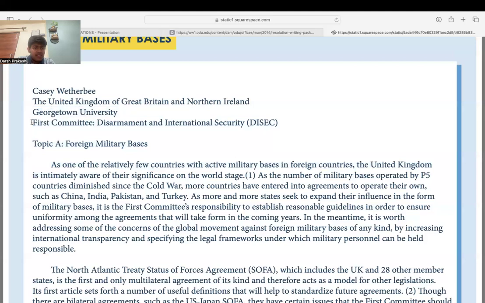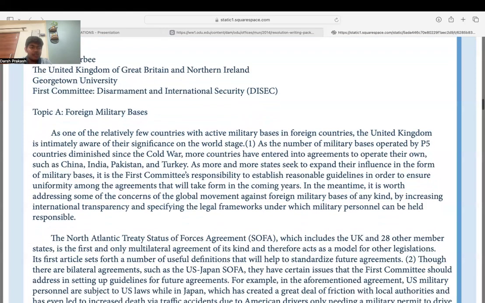Then this is the first committee. It's a DISEC, a UNGA DISEC committee. In DISEC, we basically discuss mostly nuclear weapons, international security, and disarmament of nuclear weapons. That's a patent topic for DISEC committees.